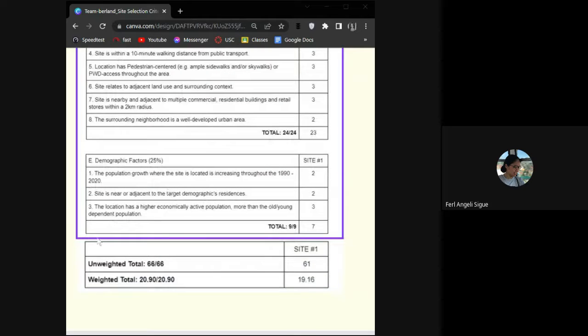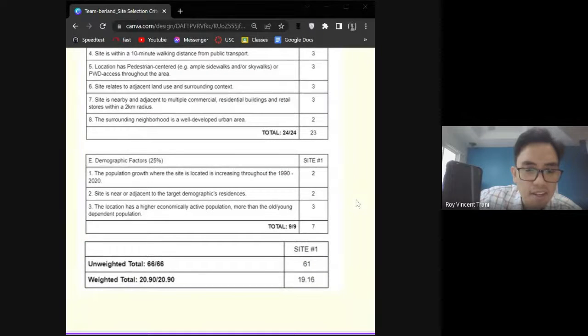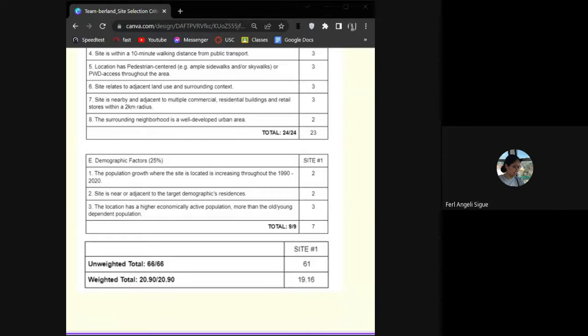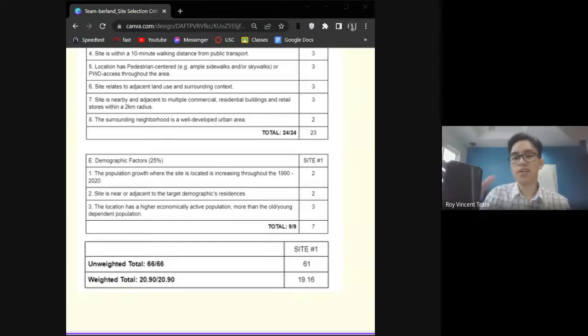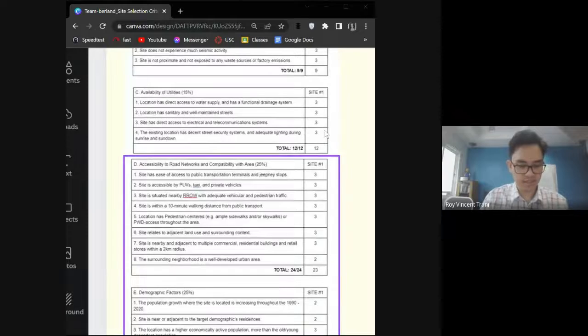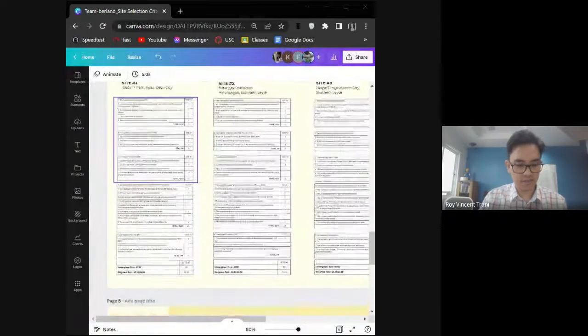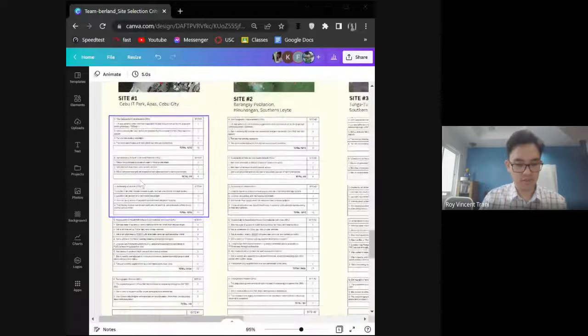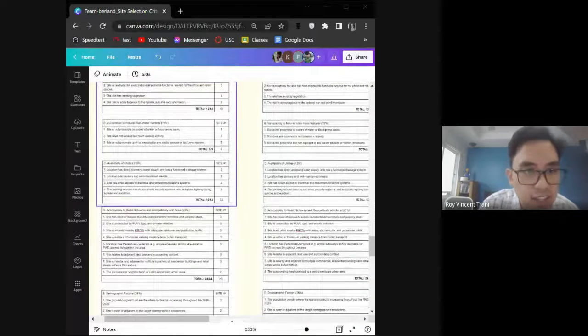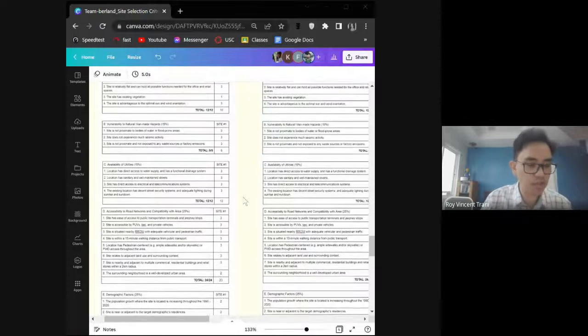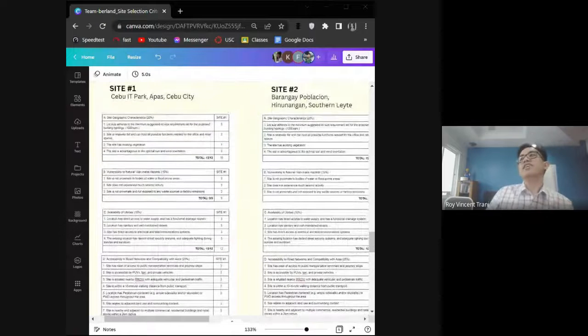66, yes, sir. 66? It didn't reach 100? No, sir. Go back up. Why only 66? So if you're going to do a grading like that, it has to total 100. So if it's 66, it's like there are missing numbers.